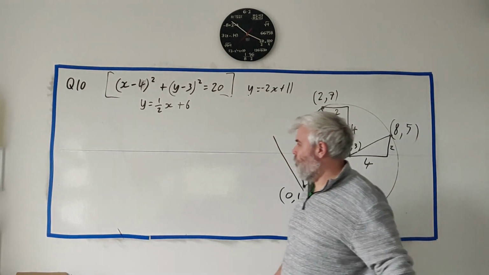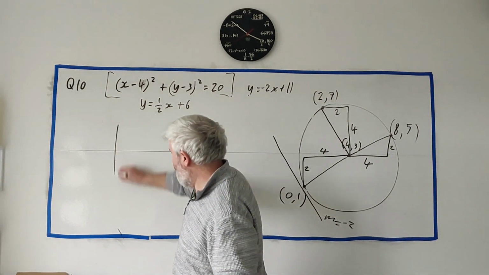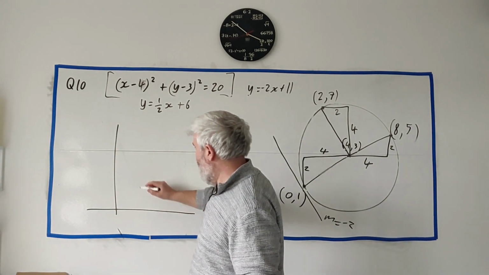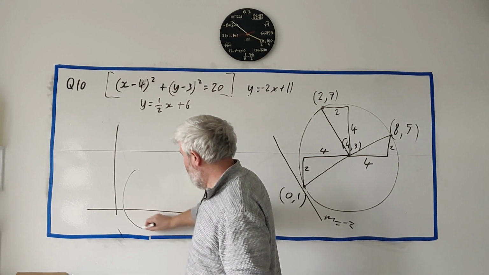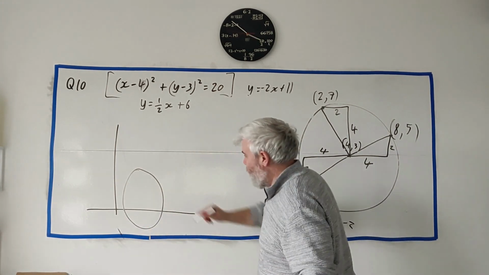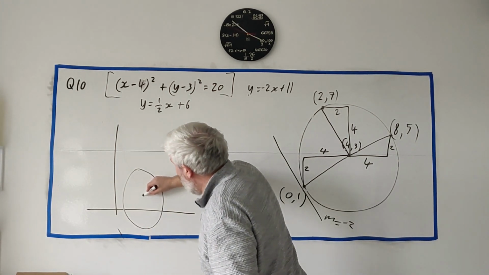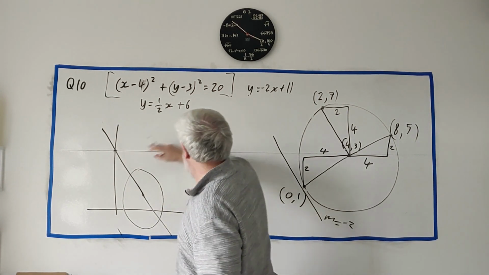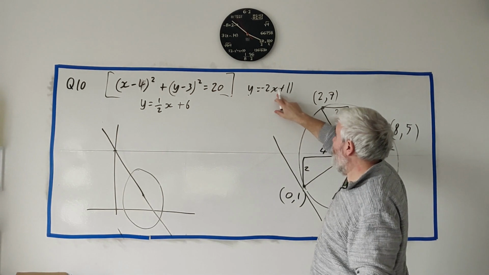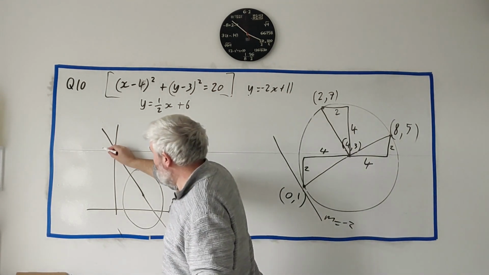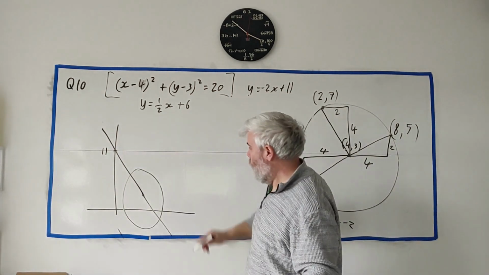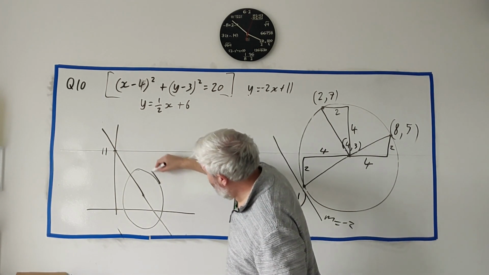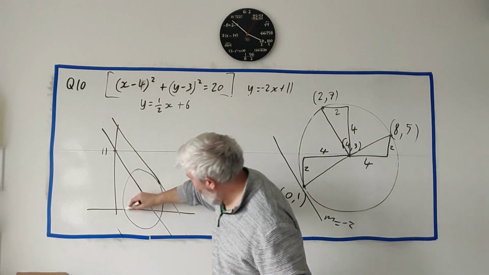Another way to solve this question, I'll draw it again over here, give myself plenty of room. Circle something like this, is it? I can't remember. We have this point here. We have this line, and this line is y is equal to -2x plus 11. That means we know the y-intercept. What we're really looking for is these two lines here.